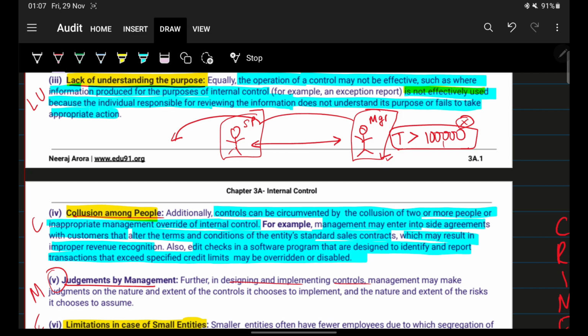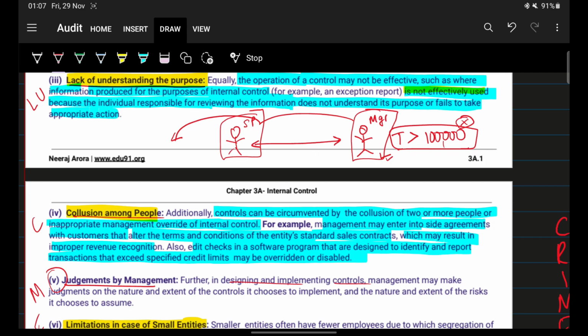So then there will be no control, right? It is as good as not having any control at all, right? So there might be collusion among people, and therefore controls may not be operative.